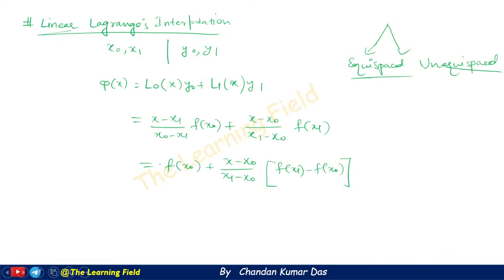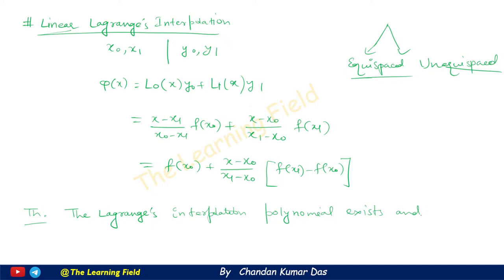Now, this is the Lagrange's interpolation. There is a theorem regarding Lagrange's interpolation. The theorem says that the Lagrange's interpolation polynomial exists and is unique. So, this is a very important theorem. Now, we will see some properties of Lagrange's interpolation.